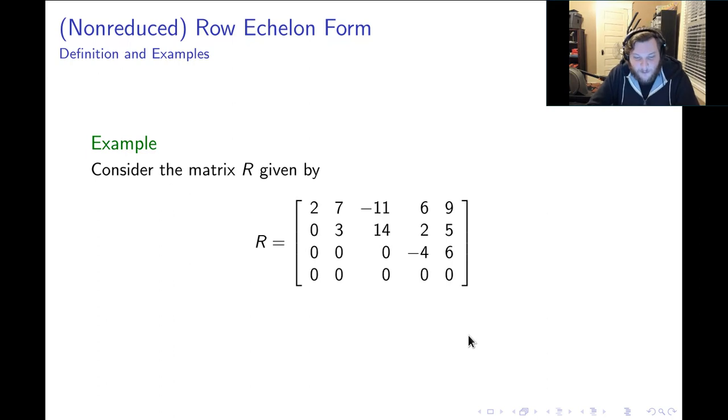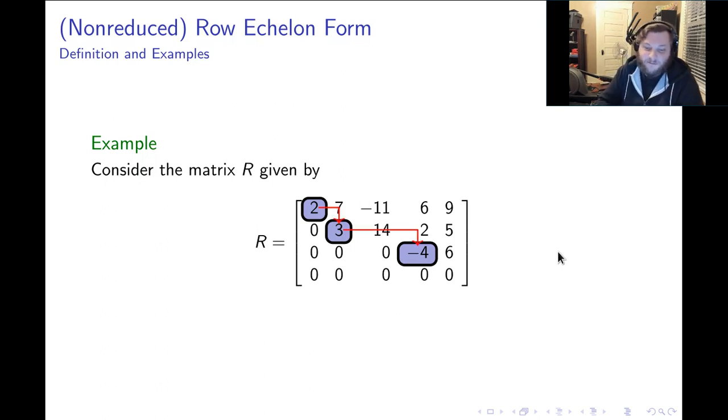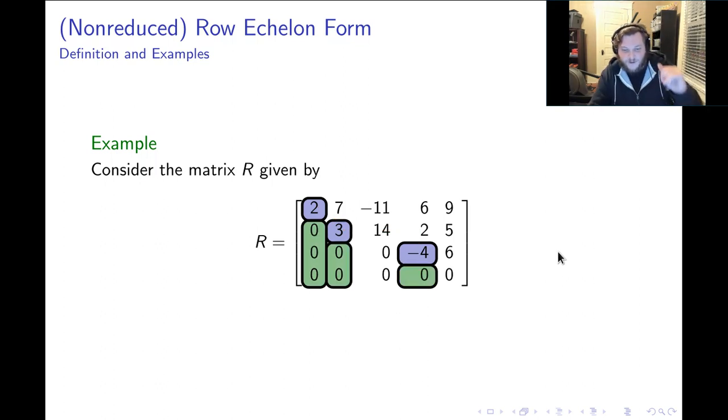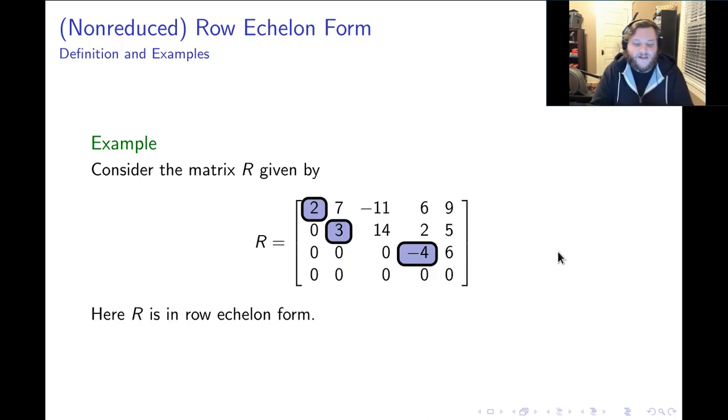Here's another example. So here we do have a row of zeros. It's at the bottom. We have pivots. In this case, the pivots are 2, 3, and -4. Every pivot occurs to the right of all the pivots above it, and every pivot has all zeros below it. So this is another example of a matrix that's in row echelon form. And of course, this one's also not reduced row echelon form. The pivots are not equal to 1, and some of the pivots have non-zero entries above them.